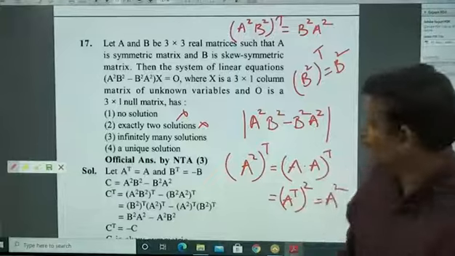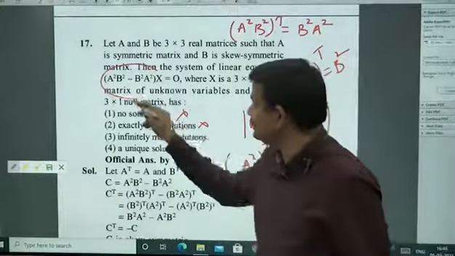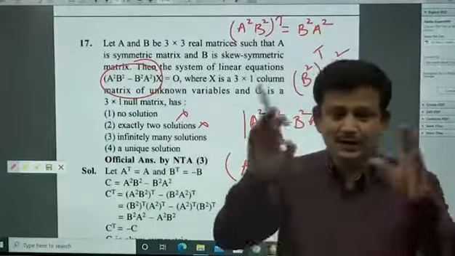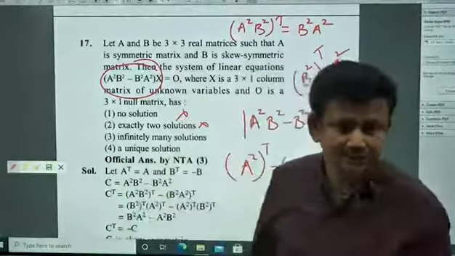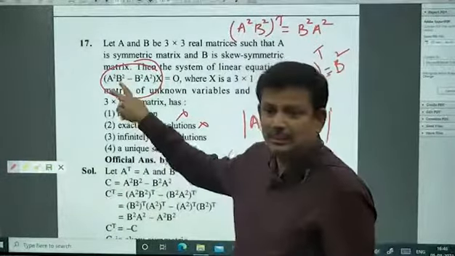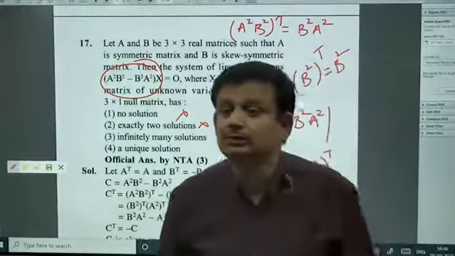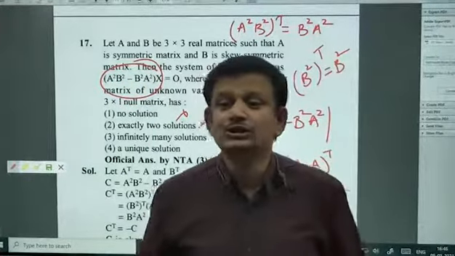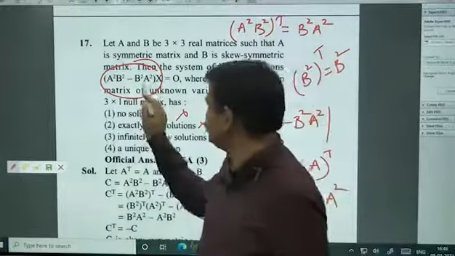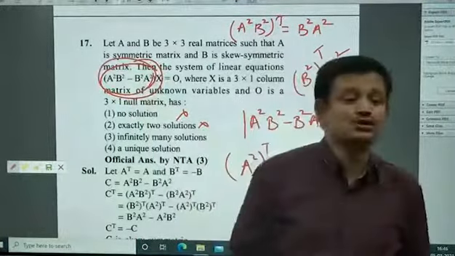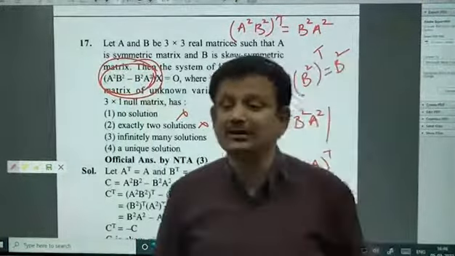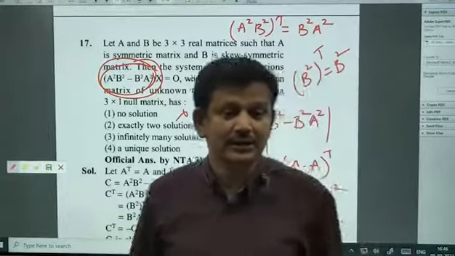Okay? So what kind of matrix is A square B square minus B square A square? If you put a transpose on that, this will become B square A square minus A square B square. So what kind of matrix is it? Skew symmetric matrix. And a skew symmetric matrix of odd order, that is 0.